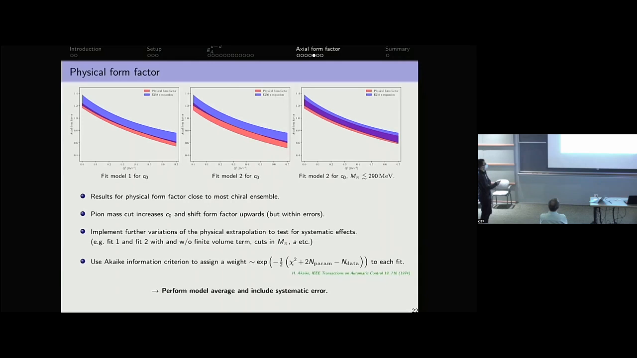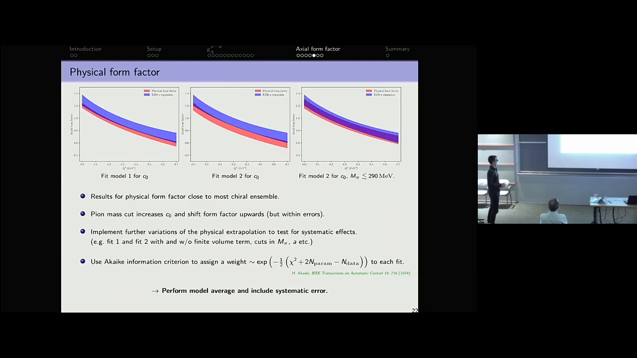So the idea is now to implement further variations of the physical extrapolation to test for systematic effects. There are many different choices for that. You can do fit 1 or fit 2 with or without a finite volume term. You can perform cuts in the pion mass, the lattice spacing, and so on. And then we use the Akaike information criterion to assign a weight to each of these fits and perform a model average to include finally a systematic error.